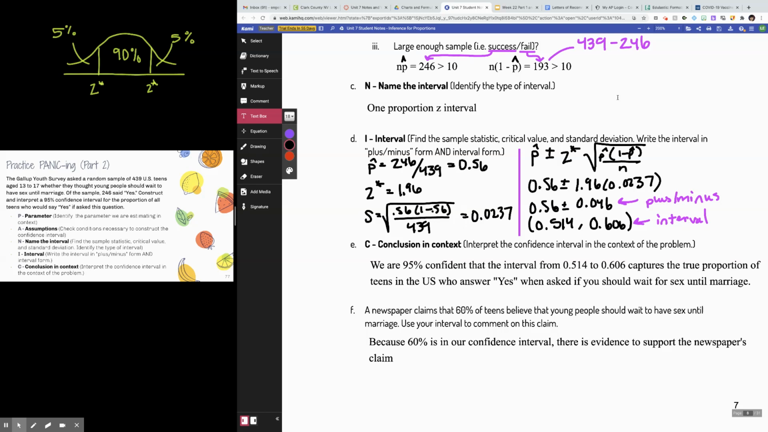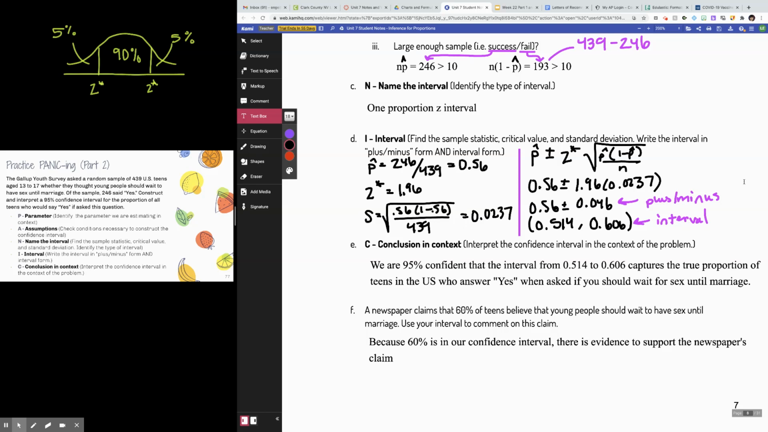Once I have my 3 values that I need, I'm just plugging them into that formula. So I have 0.56 plus or minus 1.96 times 0.0237. 1.96 times 0.0237 is 0.046, and I rounded. That third line that you see, right here, is the plus minus form of your interval. Then I actually did the addition and subtraction and got a lower and upper bound. So my final interval is 0.514 to 0.606. So that's in interval form.